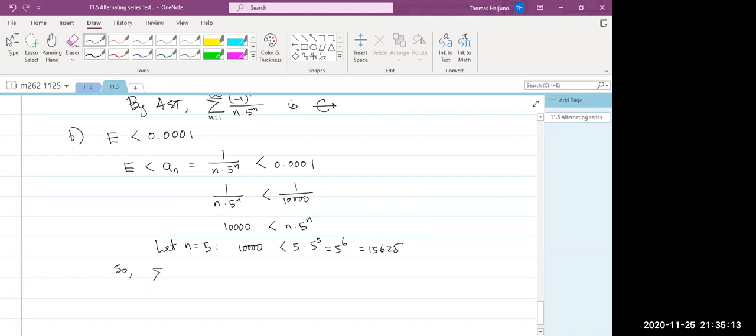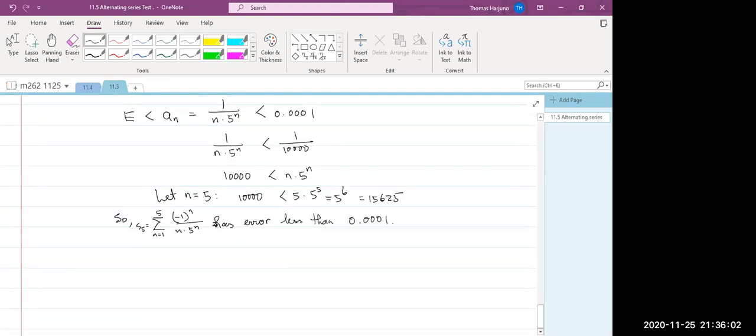Okay, so the nth partial sum up to 5 of negative 1 to the n over n times 5 to the n will give us the sum whose error is less than 0.0001. You basically need to set the nth term to be less than the error that you want.